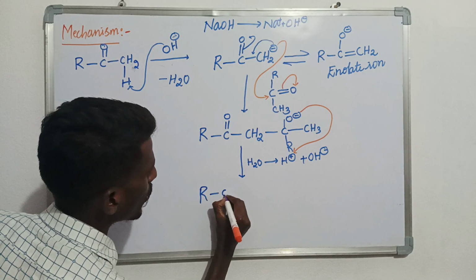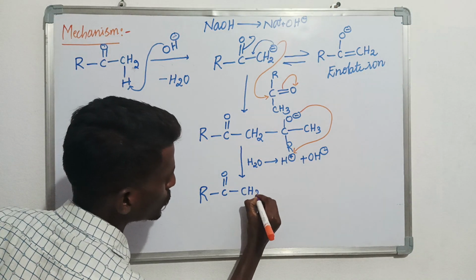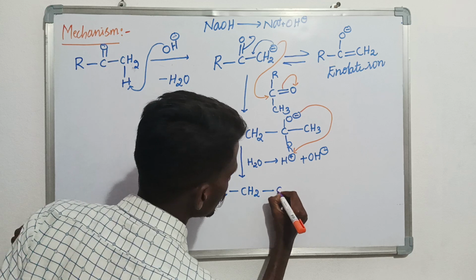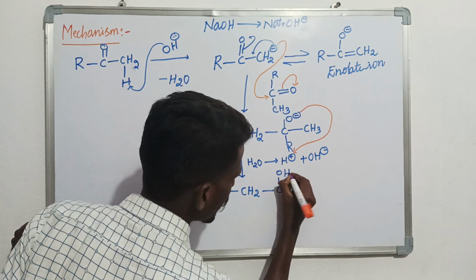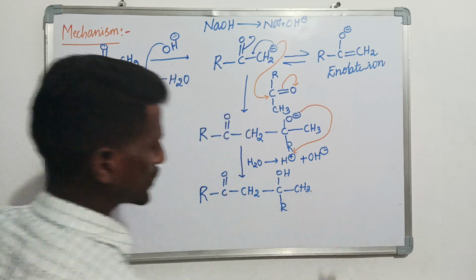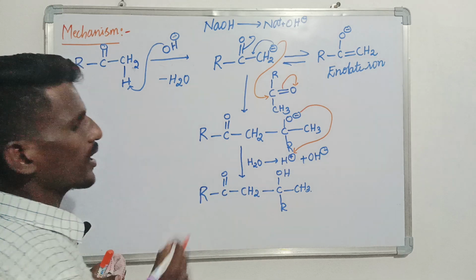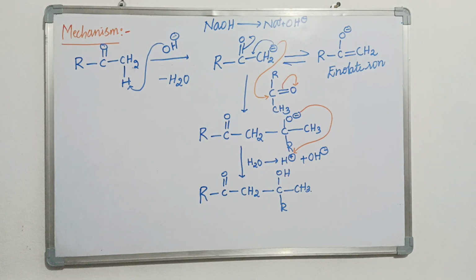the product R C double bond O CH2 and COH R and CH3. That is the beta hydroxyaldehyde or ketone as a product.